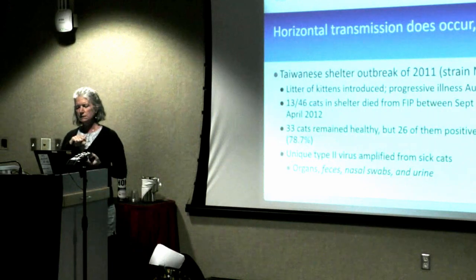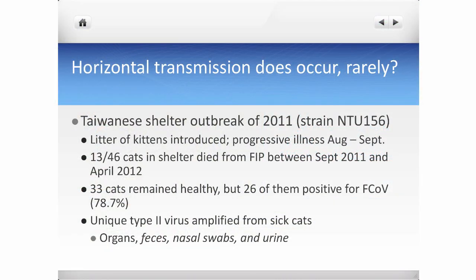There's potential that it may be contagious depending on the mutations that occurred or the type that we have. And some of the evidence that supports this was an outbreak in Asia in 2011. This was in a densely housed population, essentially a shelter. It was a long-term holding shelter. So I would almost describe it as somewhere in the shelter sanctuary spectrum, because the cats had been there for a long time. Litters of kittens were introduced, and then they saw progressive illness between August and September.